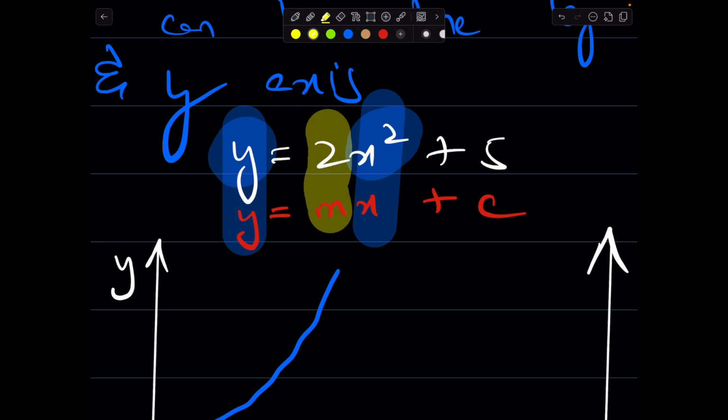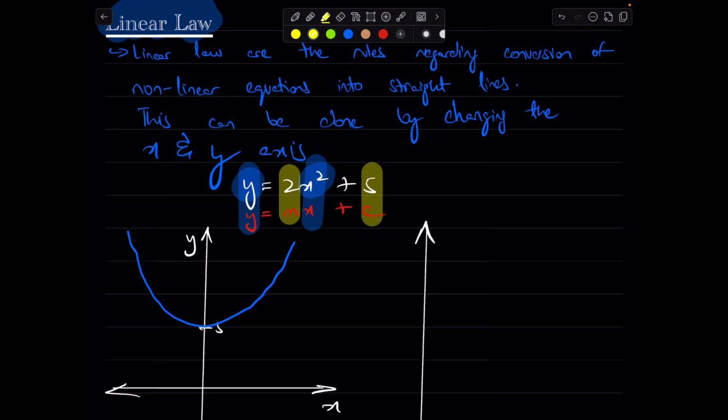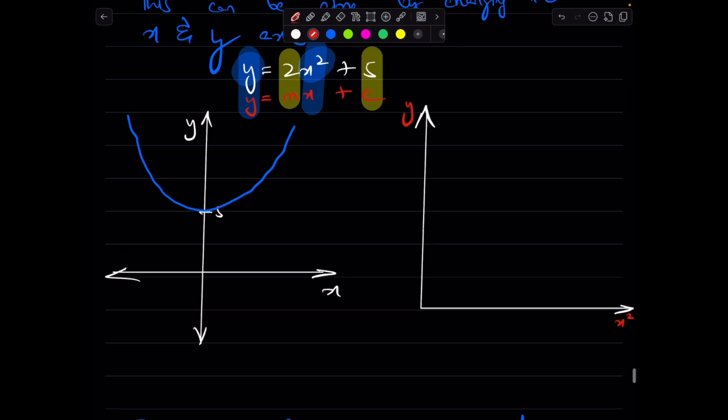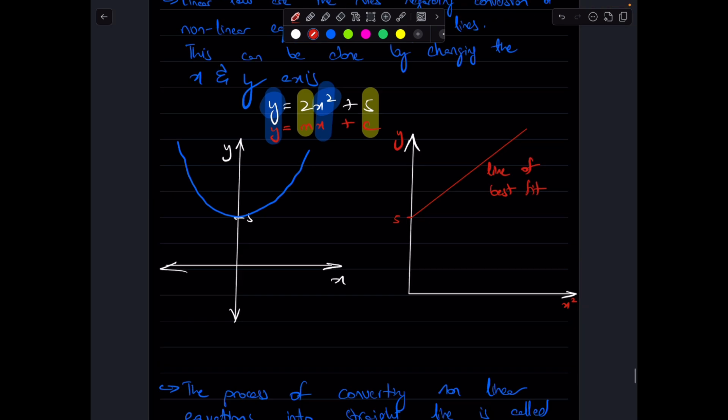After we are done identifying what we should plot on the axis, then just identify the gradient and y-intercept. That is, gradient is 2 and the y-intercept is 5. So you have a straight line of best fit when a graph of y against x squared is plotted.